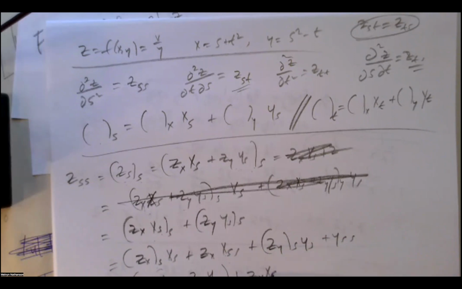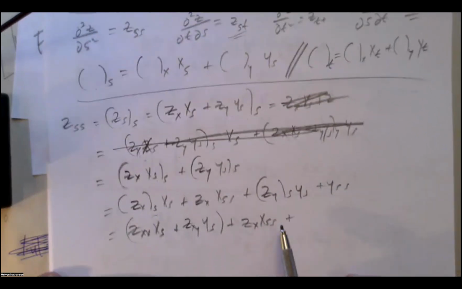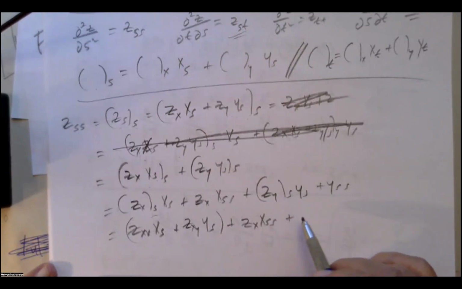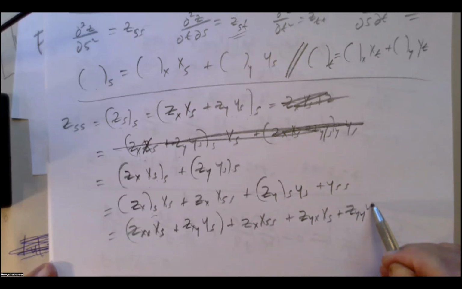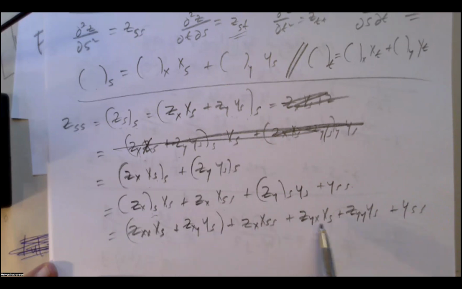Plus z sub x sub ss. I differentiate this with respect to y by the chain rule, with respect to s by the chain rule. I get z sub y x sub s plus z sub y sub s plus this term y sub ss. So I get 1, 2, 3, 4, 5. I get 6 terms.